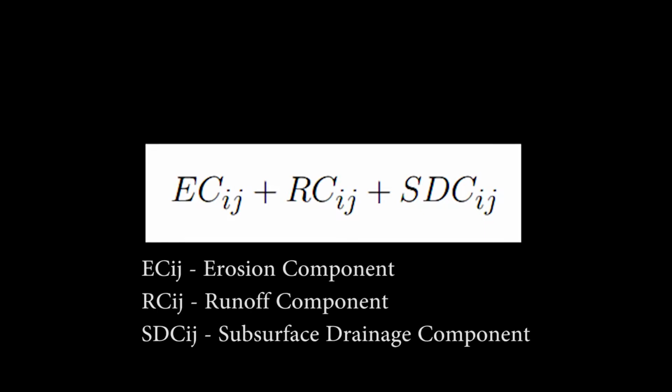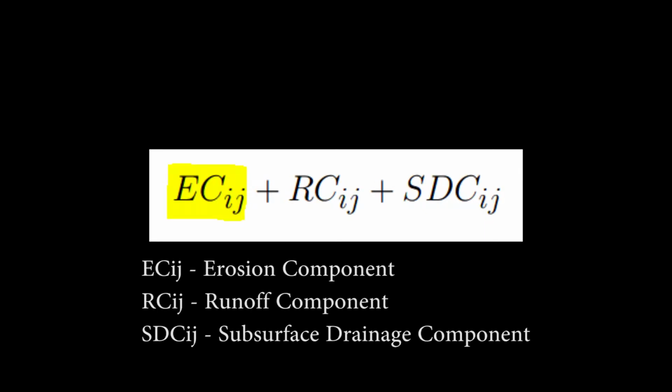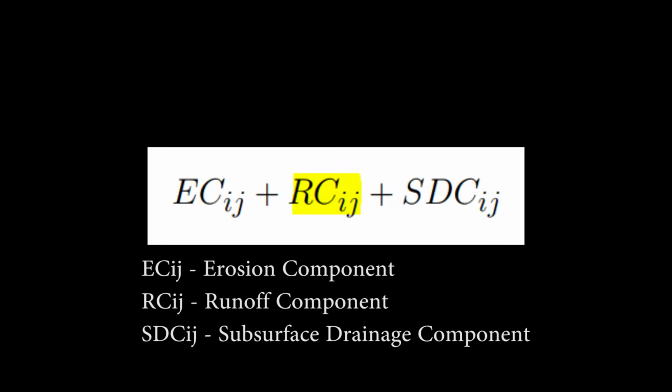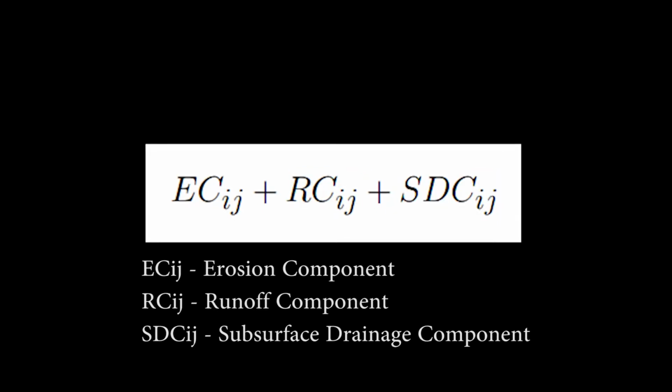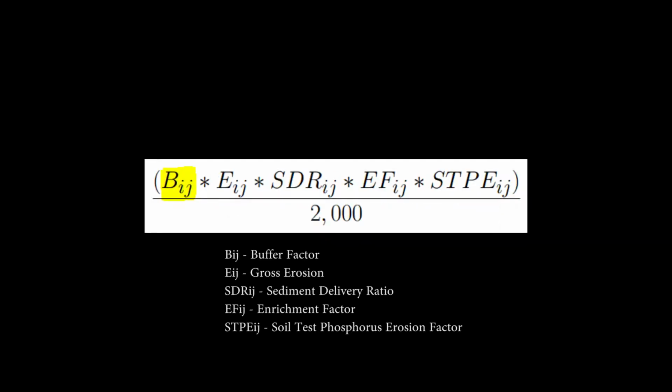Phosphorus loading for each grid cell is found by EC_ij + RC_ij + SDC_ij, where EC_ij represents the erosion component, RC_ij is the runoff component, and SDC_ij is the subsurface drainage component.